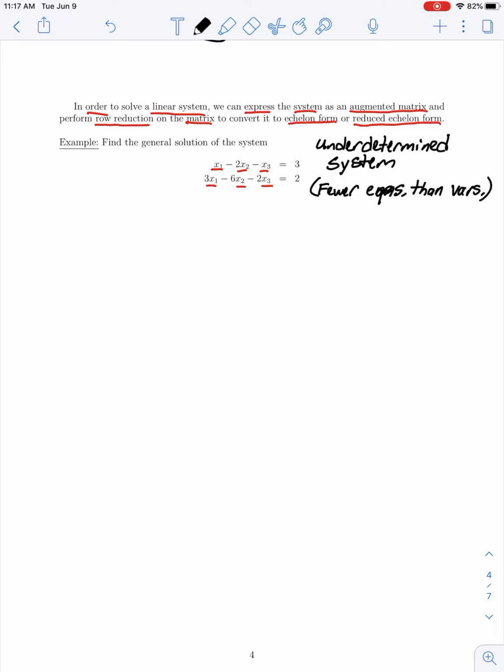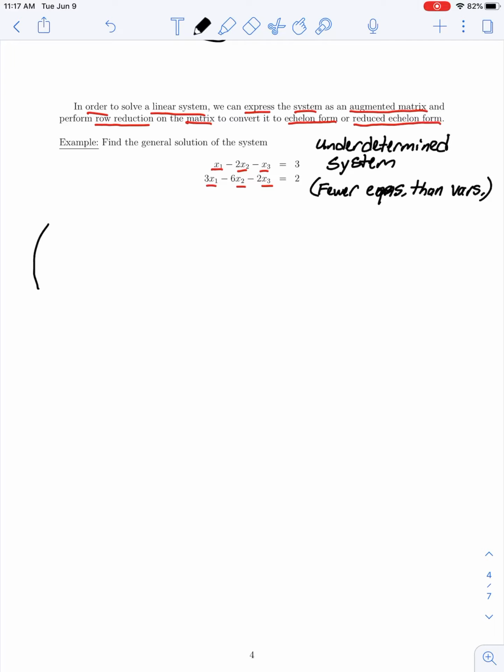So here, 2 equations, but 3 variables makes this what we would call an underdetermined system. So let's think about how to solve this system. In general, our process for solving a linear system is to express this as an augmented matrix.